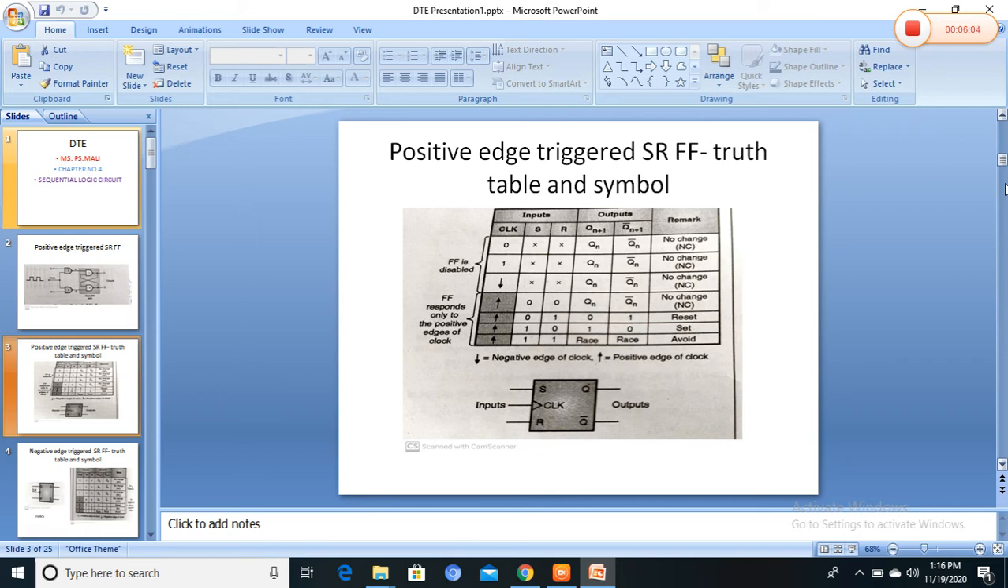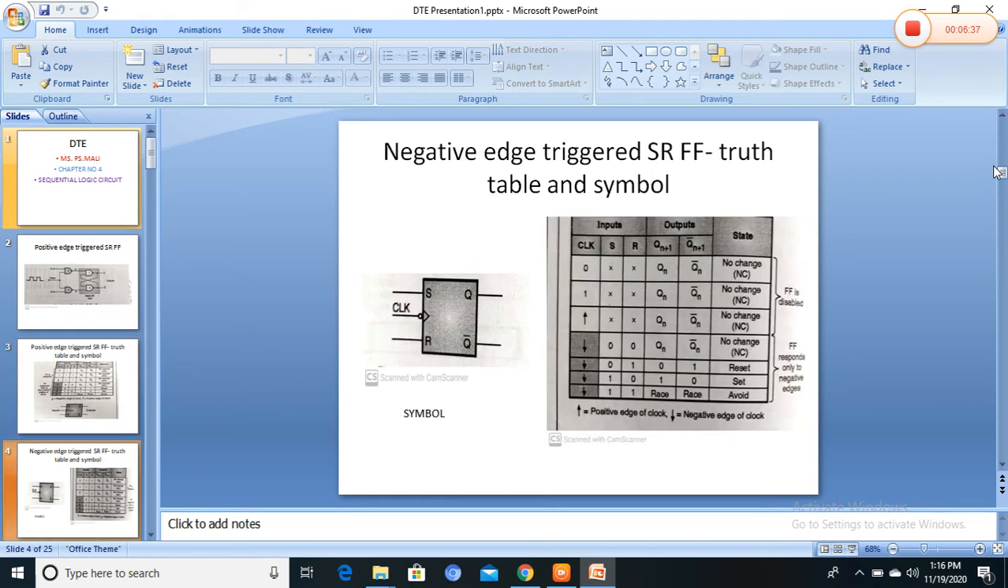In the clock, here we apply one inverter, that is a negative edge trigger. In this truth table, for the upward direction clock the flip-flop is disabled, and for the downward direction, the negative edge of the clock, the flip-flop will change. This is the positive edge triggered SR flip-flop, and this is the negative edge trigger symbol. Here there is only a bubble on the clock, that is a negative edge trigger SR flip-flop.